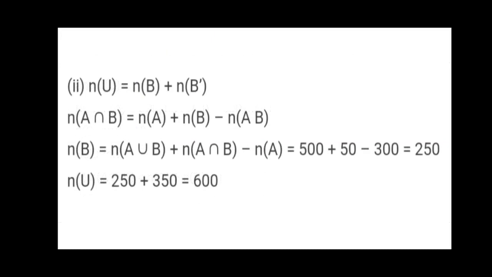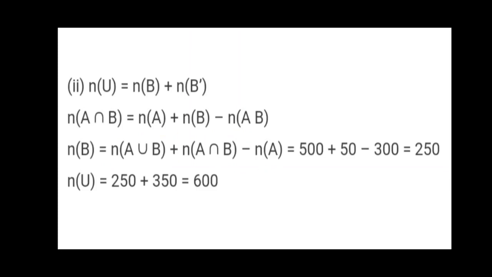So using the n(A intersection B), we can find n(B) because all other values are given. So the n(B) formula is n(A union B) plus n(A intersection B) minus n(A). So 500 plus 50 minus 300. Based on the given, we should use this formula for n(B). We can't use the other formula here, but we can use this formula because n(A union B) and n(A intersection B) are given, also n(A) is given.